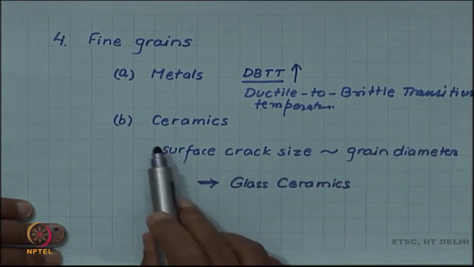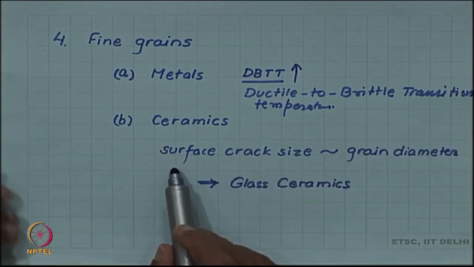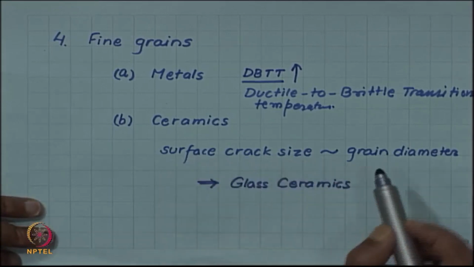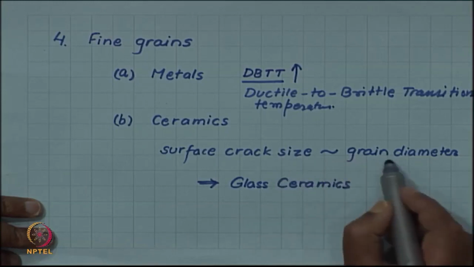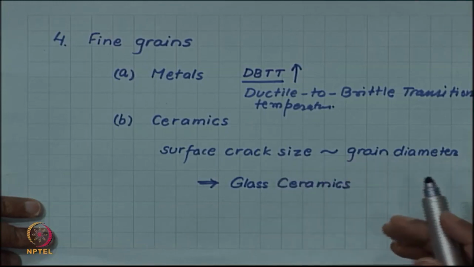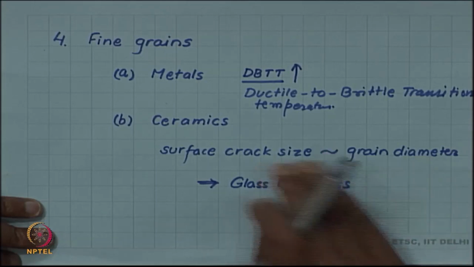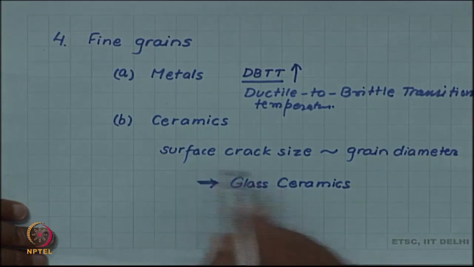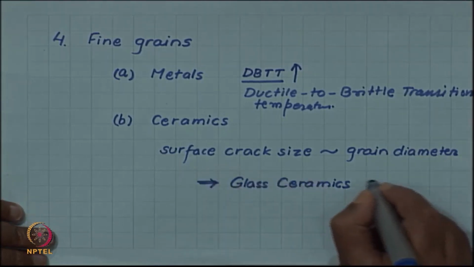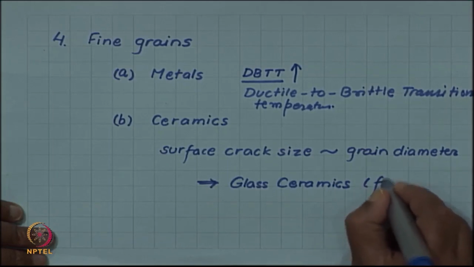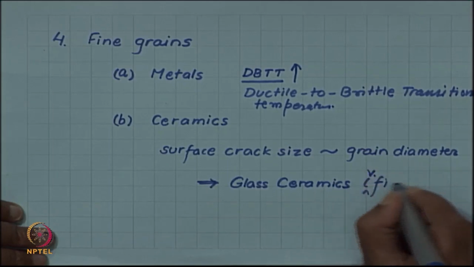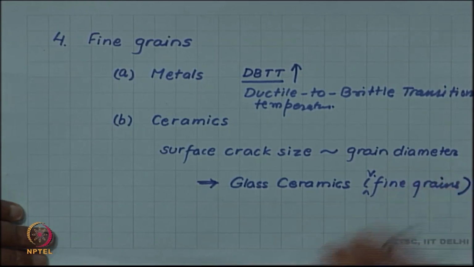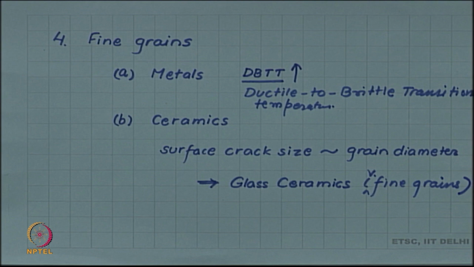Similarly, for ceramics, the grinding process or manufacturing process of ceramics usually introduces surface cracks of size close to the grain diameter. So if the grain sizes are fine, the surface cracks will reduce in size. A classic example of this is glass ceramics, which are produced with very fine grains. We will look at glass ceramics in a little more detail later.